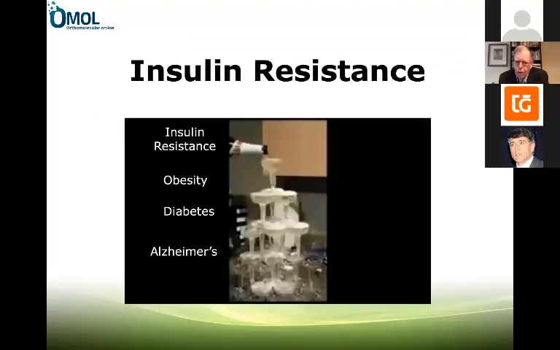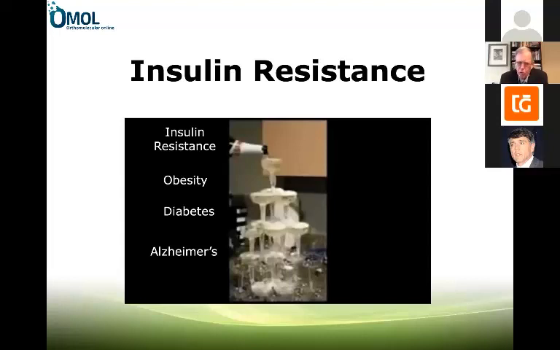The beginning of the story starts with a condition known as insulin resistance. As you'll see, insulin resistance is very complex. But this graphic gives you an indication of how it works. Think of insulin resistance like a champagne fountain at a wedding.